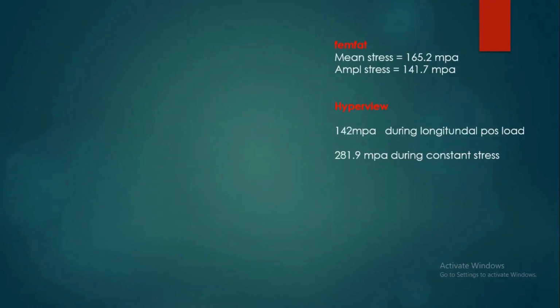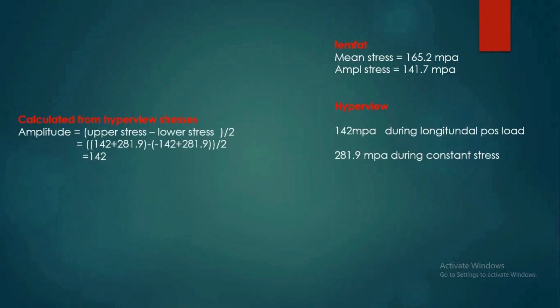So we want to calculate the mean and amplitude stresses by using hand calculations to further verify our FEMFAT results. So here is the calculated amplitude stress. Amplitude stress is nothing but upper stress minus lower stress divided by 2. So upper stress is the longitudinal positive load, that is 142, plus constant stress which is positive 281.9, minus, in brackets, the lower stress. We have used the scale factor to make this negative in lower stress. So it is minus 142 plus this value, divided by 2. It comes out to be 142, which is nearly equal to 141.7.